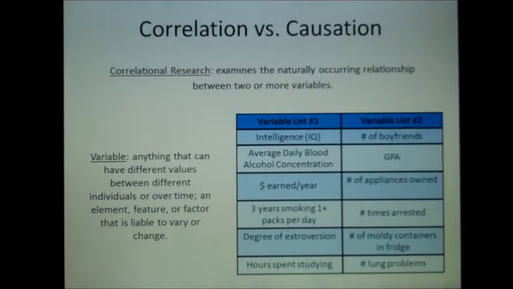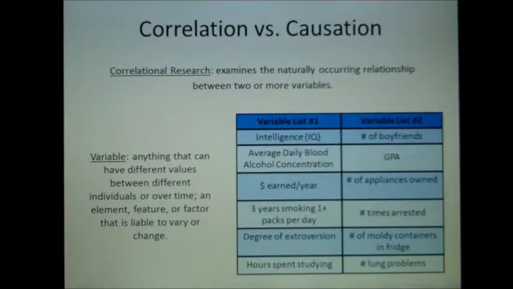Alright, so what is correlational research? When we're looking at correlations, which is a really common method of research in psychology, we're examining the naturally occurring relationship between two or more variables. All that means is we take two things that naturally exist and talk about how strong the relationship between them is. So we don't manipulate or change anything, and we'll talk more about that later. We're just going to observe the naturally occurring relationship between two variables.